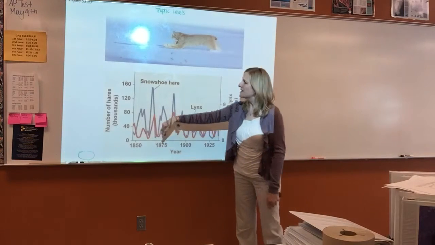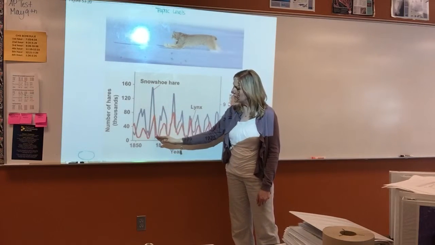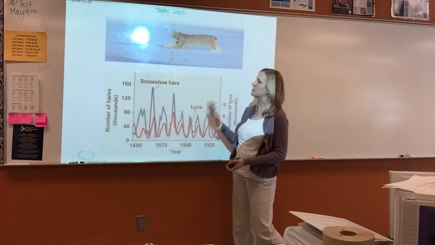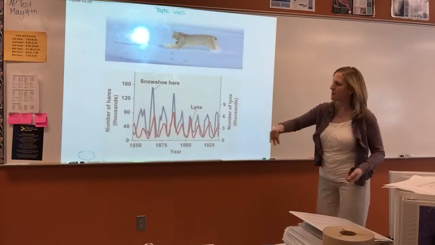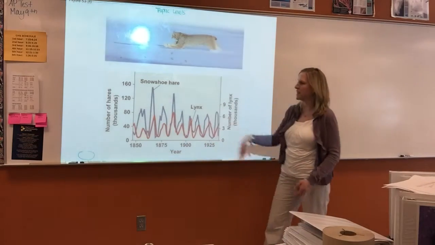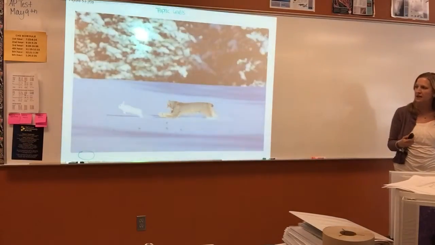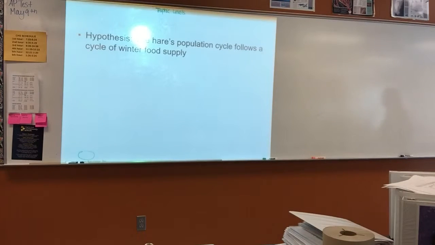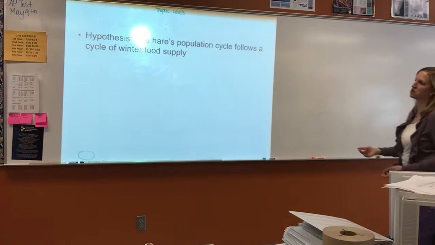The question was, does the snowshoe hare drop down like this because of the lynx, or are there other things going on? That's where they were talking about two main hypotheses about what made the snowshoe hare go up and down like this and have this boom and bust cycle. The first hypothesis was that the hare's population cycle followed the cycle of winter food supply. So when there was a lot of food, the hare population went up. When there's not so much food, the hare population goes down.